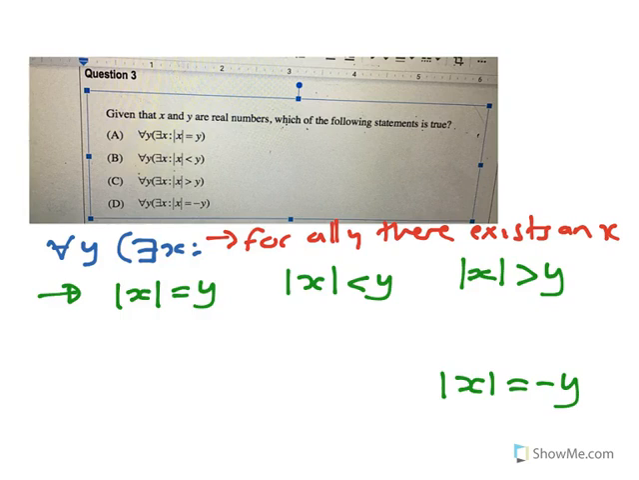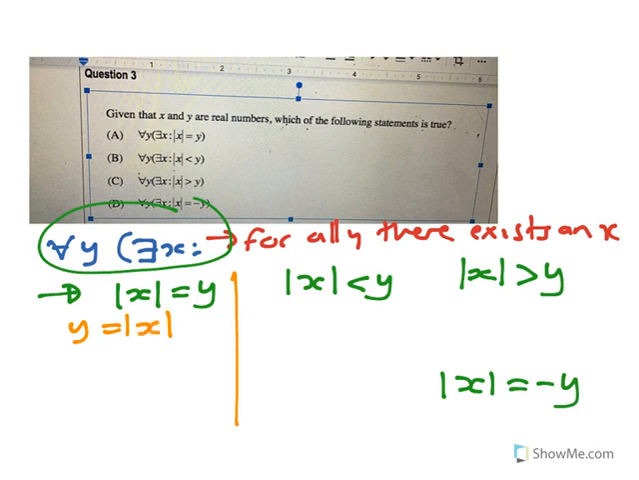Okay, so with this one, this symbol at the start here means that for all y, there exists an x such that this is true. So if we look at this one, that's y equals the absolute value of x. So for all of y, there has to be an x where the absolute value of x will equal y.